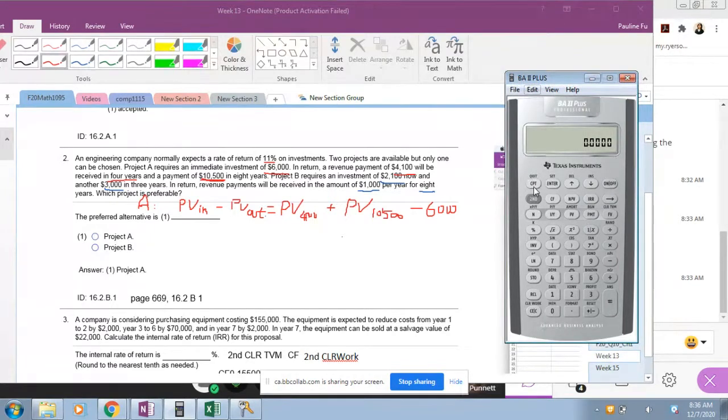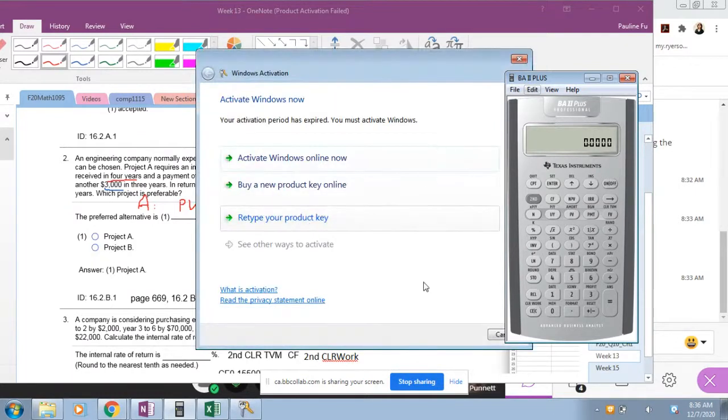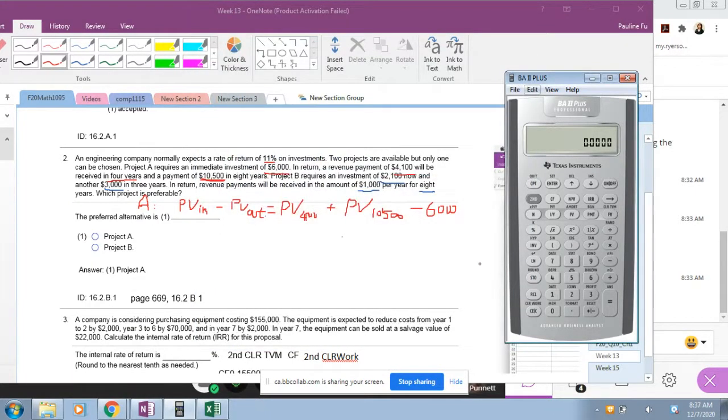So second equation. This money in or money out happens every year, so PY is 1, CY is 1. Double check: PY is 1, CY is 1. And then you need to calculate the present value of 4,100.